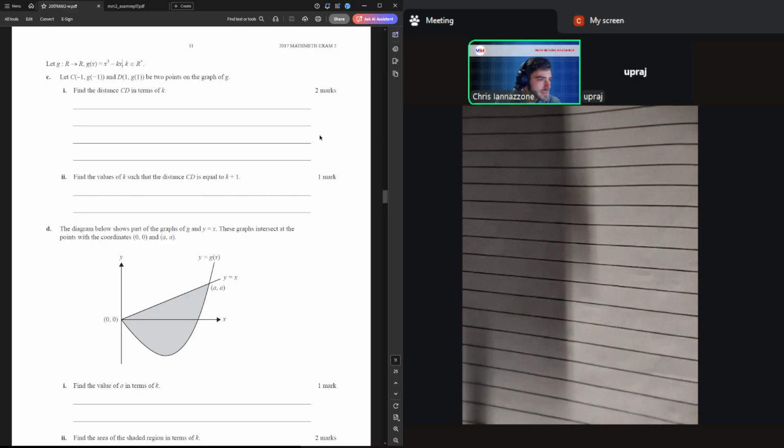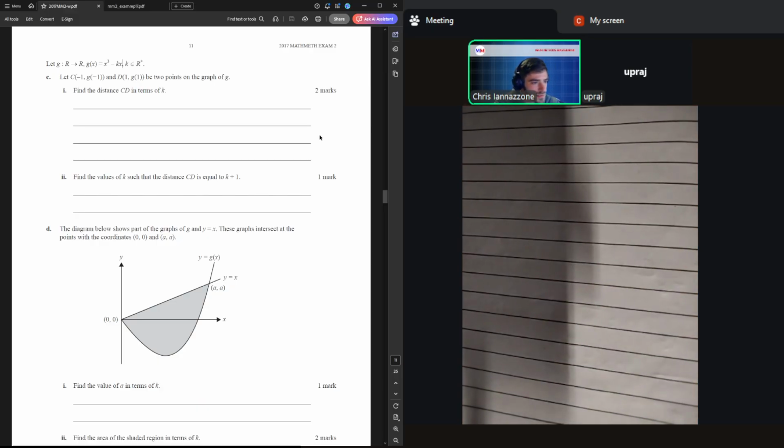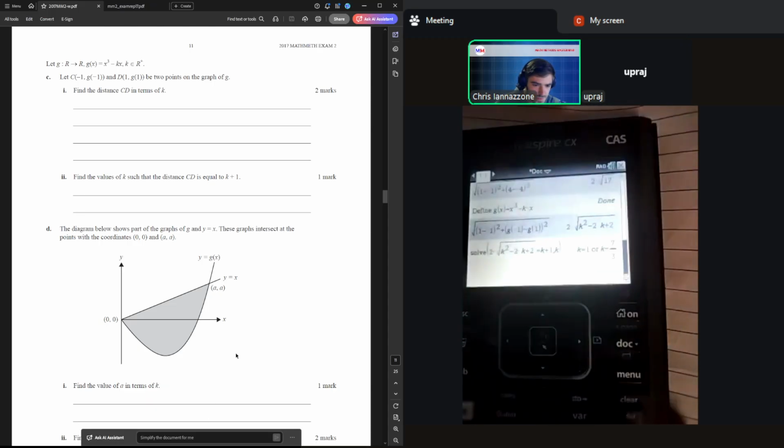Find the values of k such that that distance is now going to be equal to k plus 1. This looks like it should be chill, but I'm a bit suspicious of it. Maybe it will be fine though. Yeah, okay, that's fine. Is it when k is 1 or 7 on 3? Yeah, that was very chill.